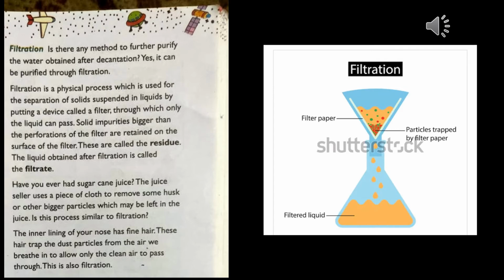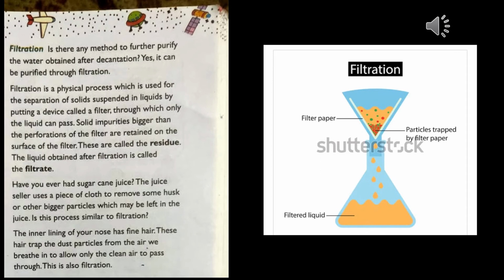The unwanted particles, which are known as residue, will be above the filter paper, and the liquid that we exactly want we will get on the lower side. That is known as the filtrate. So the liquid obtained after filtration is called filtrate, and the unwanted particles upon the filter paper are known as residue.